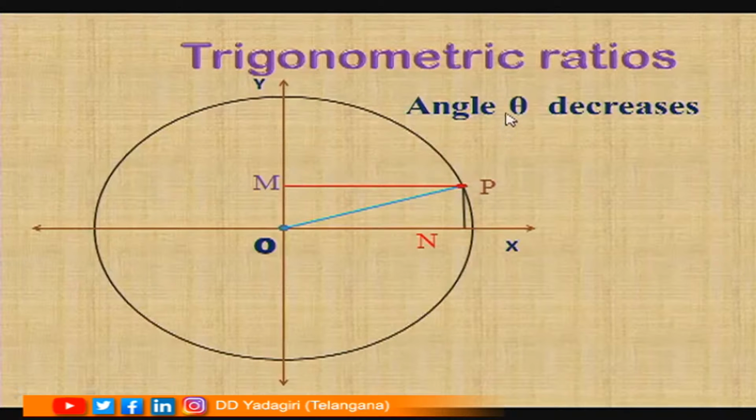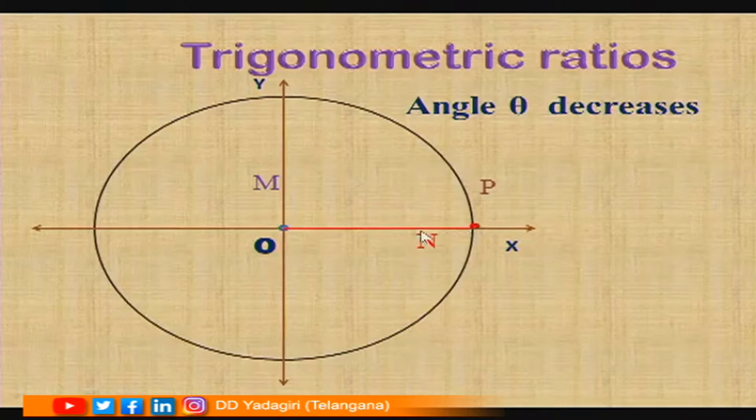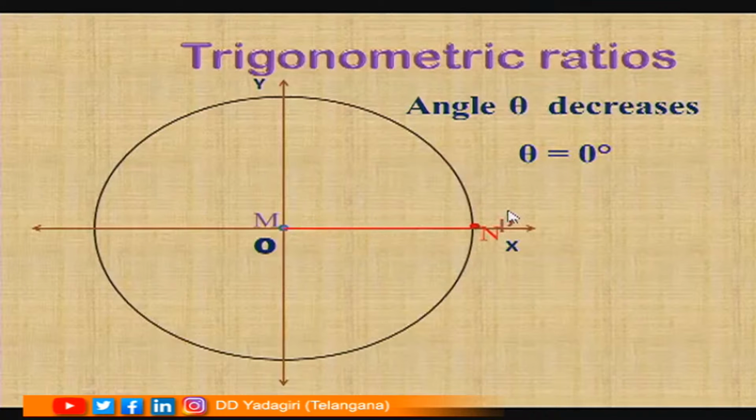Now, in this case, the angle theta is also decreasing. And if I move this point till the x axis, you have observed that Pn has completely vanished and Pm almost coincides with O and N. That means Pm is equal to OP. Now, what could be the angle here? The angle is equal to 0 degrees.